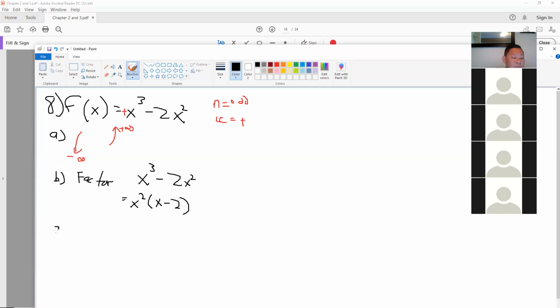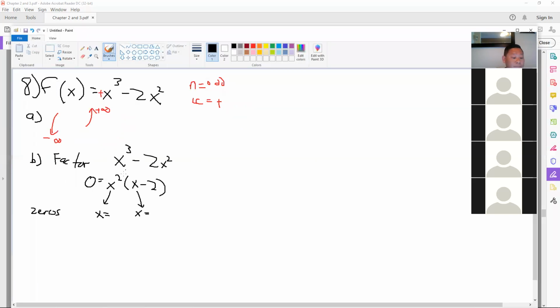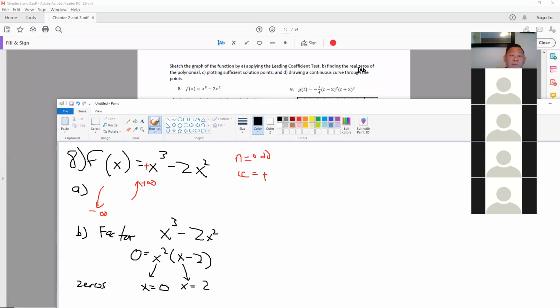So this question wants us to find the zeros. Zeros is the same thing as solution or x-intercept. So you just need to set this equal to 0. Can someone tell me what answer you get here, the zeros? X is what? Anyone? 0 and positive 2. Yep, so this is how we find the zeros. If a question is asking us to find the real zeros, this is how you do it. Okay.